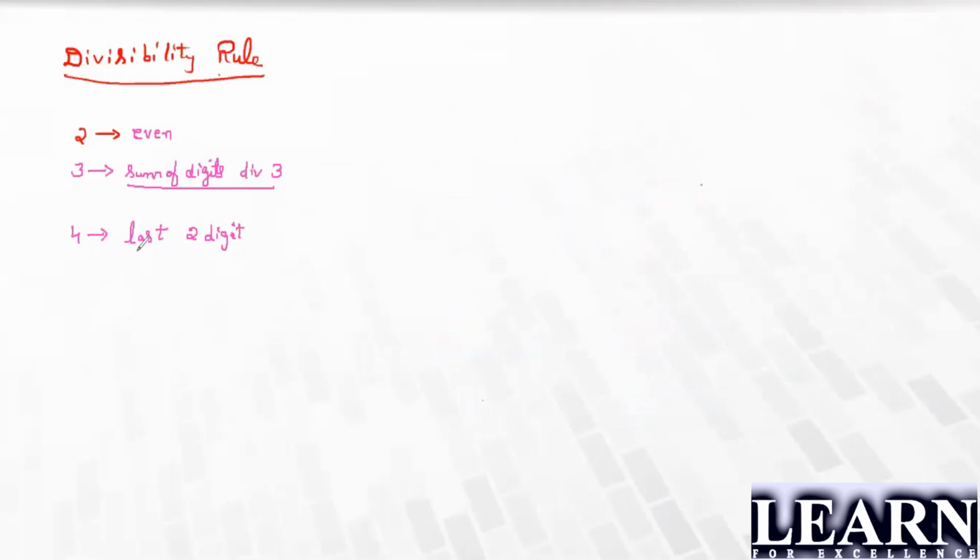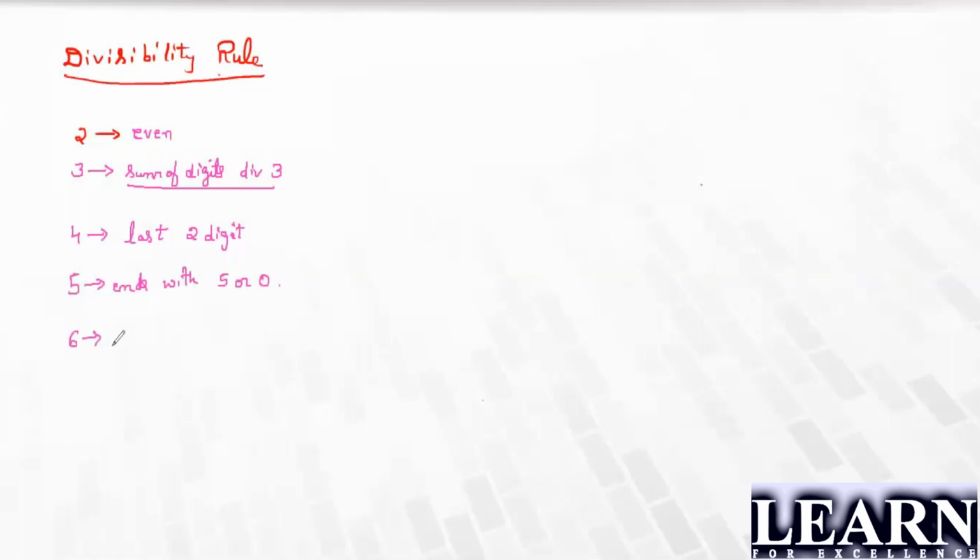Yes, let's move on to the next one. Divisibility of 5. Now, how are we going to check for the divisibility of 5? It's a very easy thing. If it ends with 5 or 0, then I can directly say it is divisible by 5. Okay, fine. What about 6?